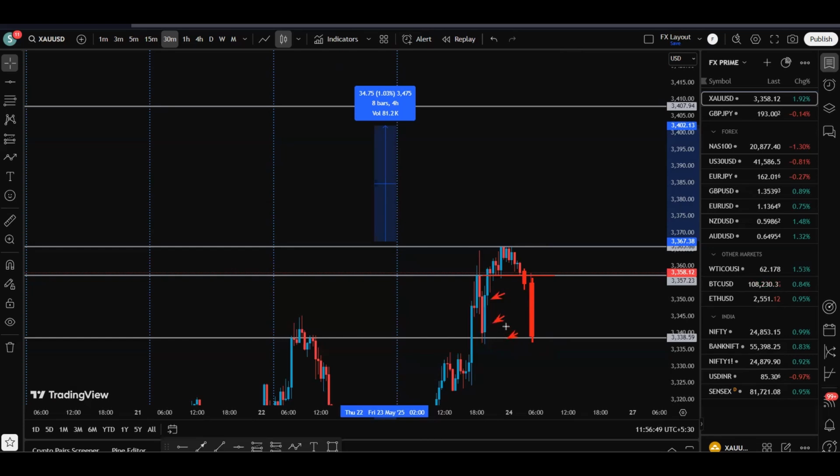That is how you can look for long and short when the price is consolidating. But keep one thing in mind: you must be trading this setup only during a high volume time, like the London session or the New York session.